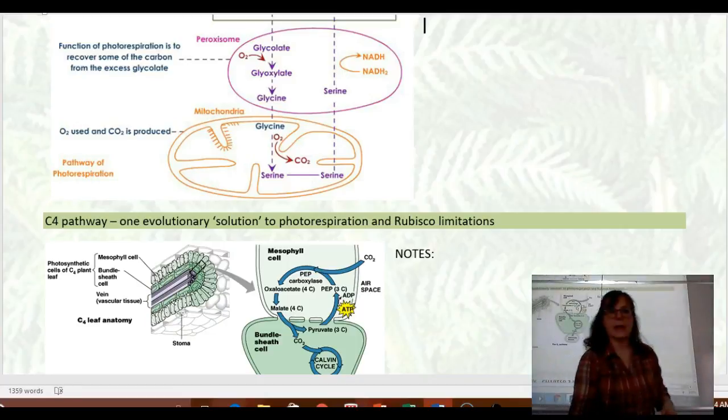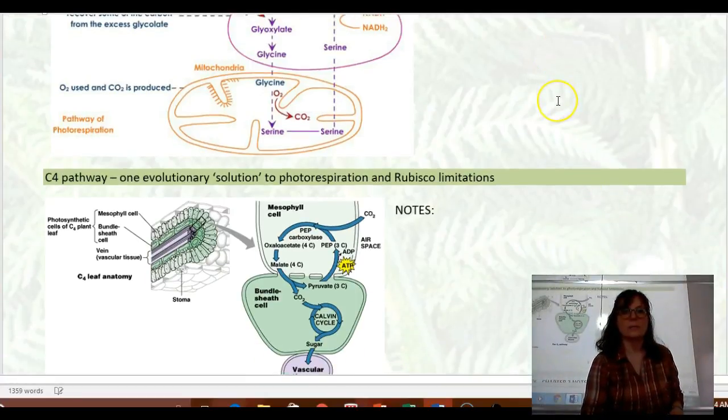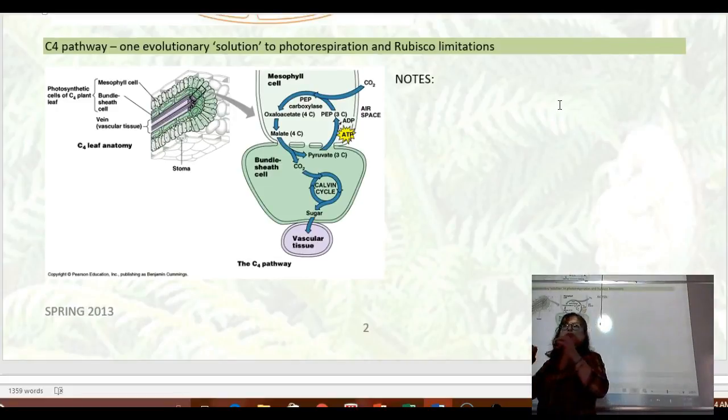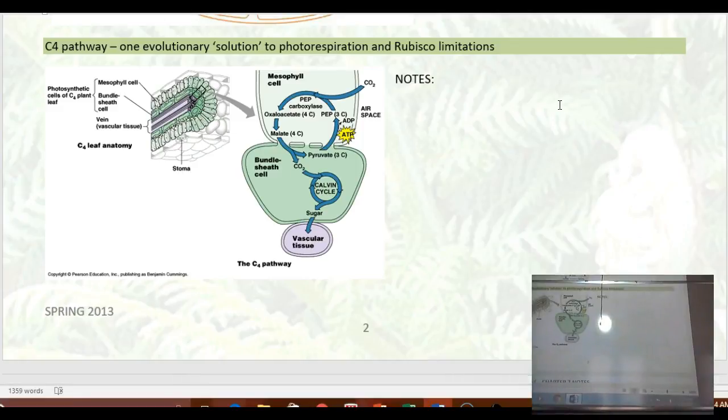Take a look at the anatomy here. I want you to see what's going on here. Remember that there are two different kinds of adaptations. One is more an anatomical adaptation, spatial anatomical, and the other is a timing or a temporal kind of adaptation. So C4 is our spatial. So take a look at this diagram real quick.